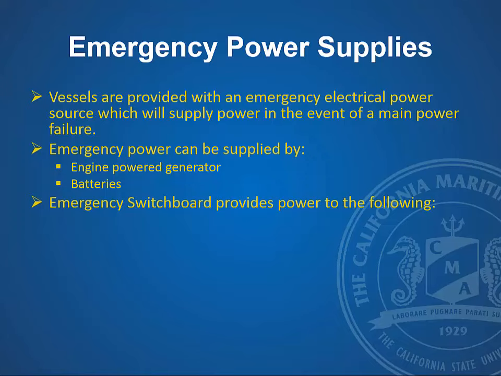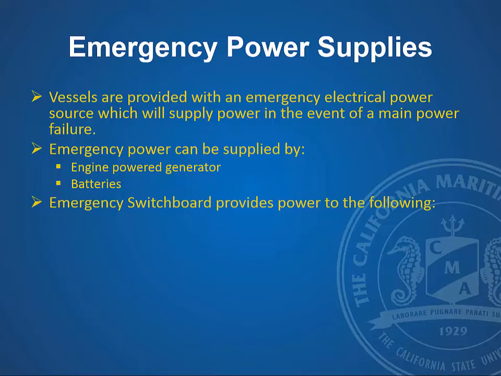But the batteries are going to be very limited, and they are going to drain and lose their charge over time. They're fairly short-lived. Your emergency diesel generator usually has enough diesel fuel in its tank to at least be able to supply power for a minimum of 24 hours.